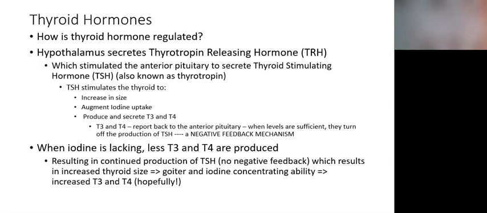When there is insufficient iodine, the levels of T3 and T4 are low, resulting in continued secretion of TSH, resulting in continued stimulation of the thyroid gland, which causes it to grow, forming a goiter in an attempt to make more hormone.